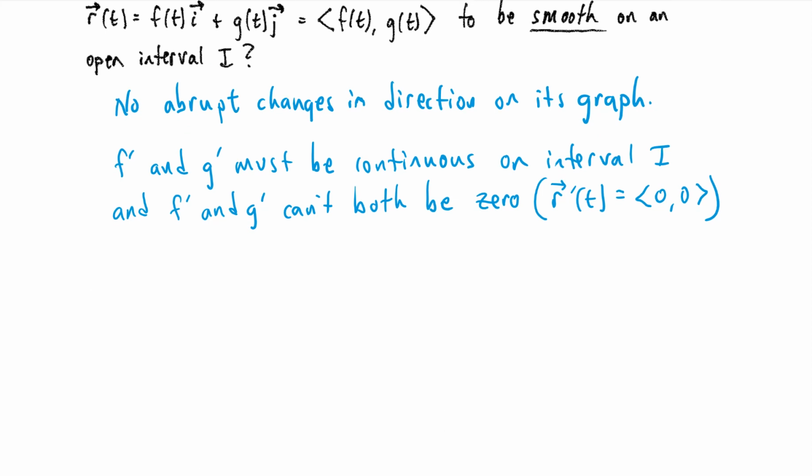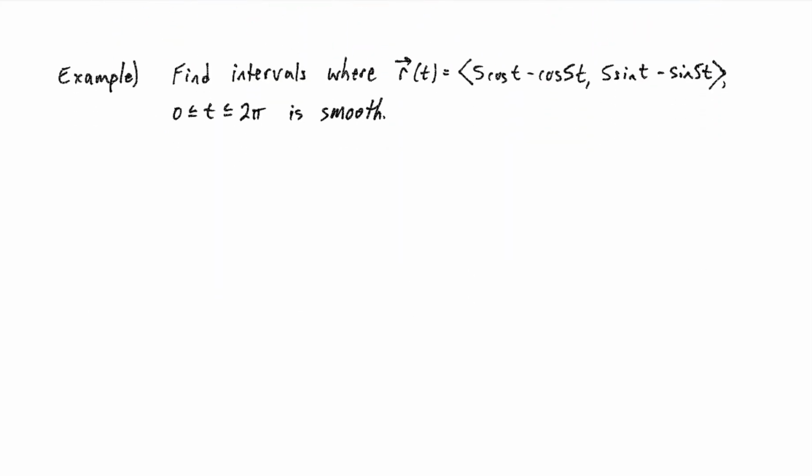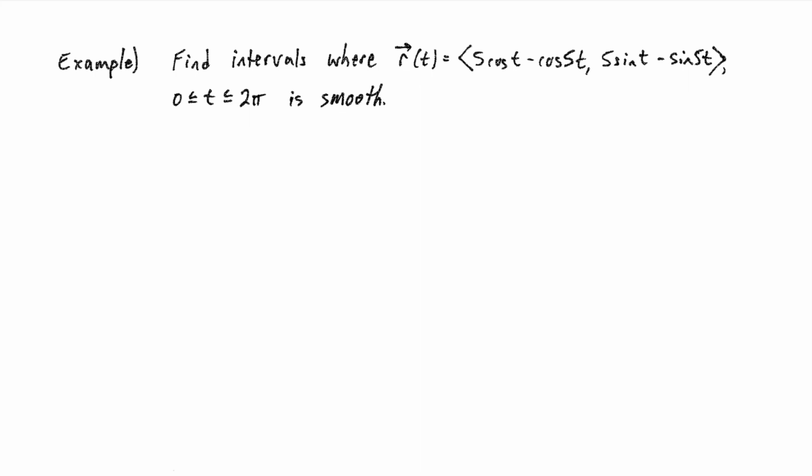We need f prime and g prime to both be continuous on whatever interval you're interested in, and that we can't have them both be 0 at the same time. So, matter of fact, let's just do, I think this is the same one from when it was parametric, just to reiterate that vector valued functions and parametric equations are all very similar.